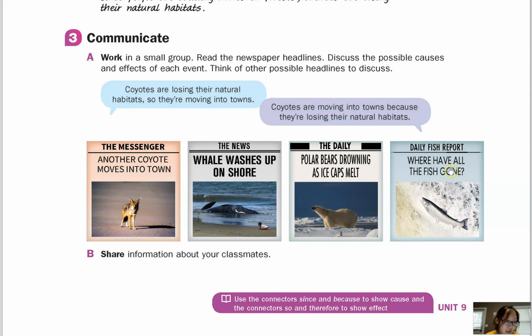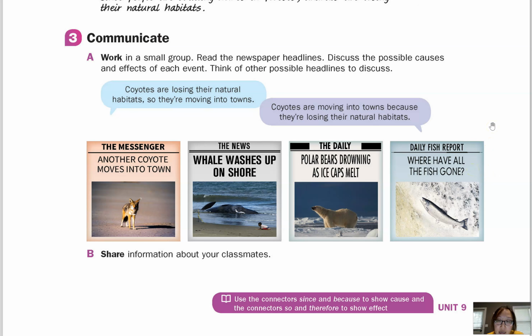So fish are disappearing because of polluted waters. So similar to whales washing up on shore, and many other marine animals dying because of polluted waters or pollution, we can use that for this example as well. So fish are dying, or fish are disappearing because of polluted waters.